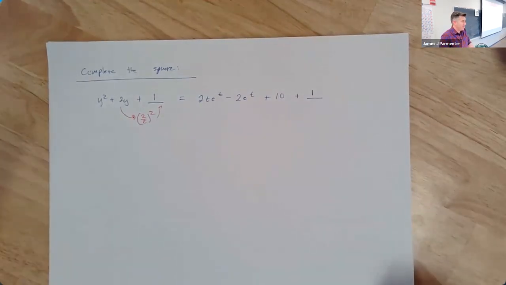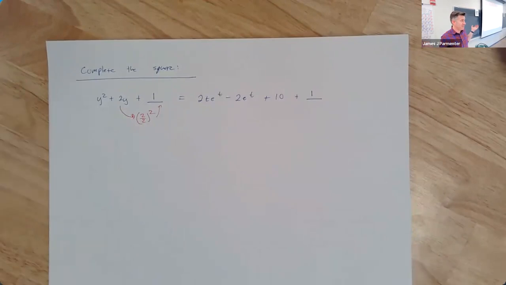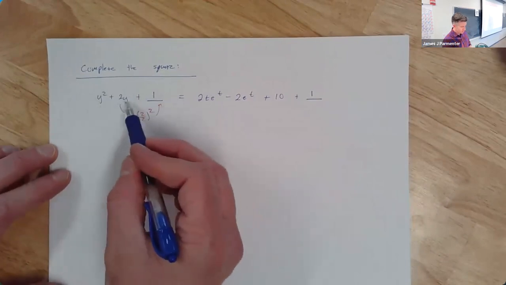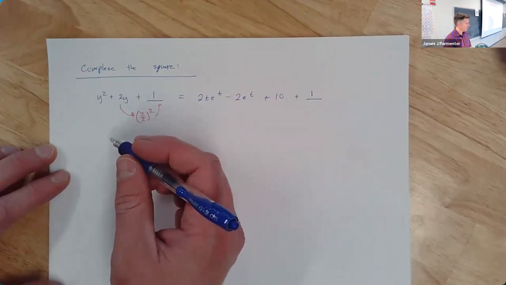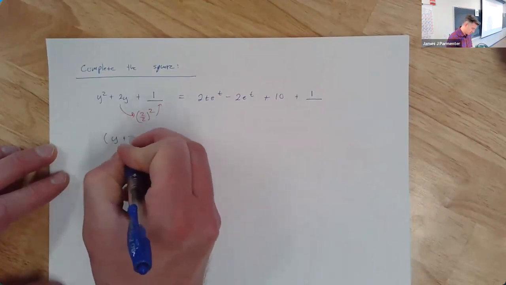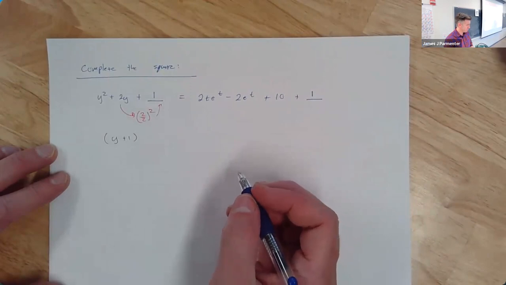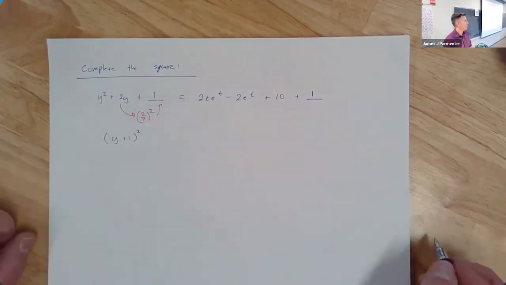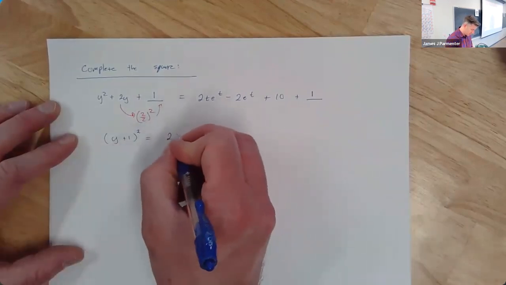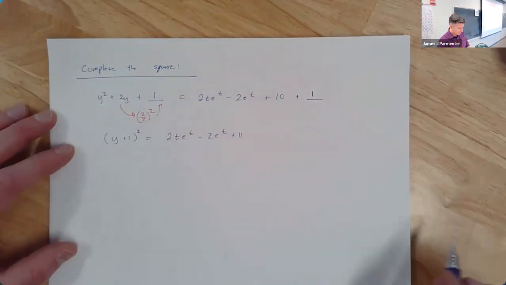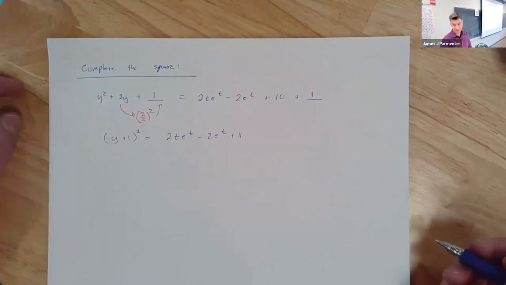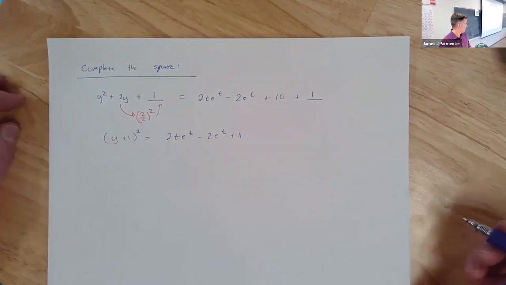Now, why do we do that? Because it literally does the thing that it's called. It completes the square on the left-hand side. I can rewrite y squared plus 2y plus 1. There's a way to factor that. How does that factor? Y plus 1 times another y plus 1. And then the right-hand side is 2t e to the t minus 2 e to the t plus 11. And if you wanted to solve for y, what would you have to do now? Well, how do we undo a square?